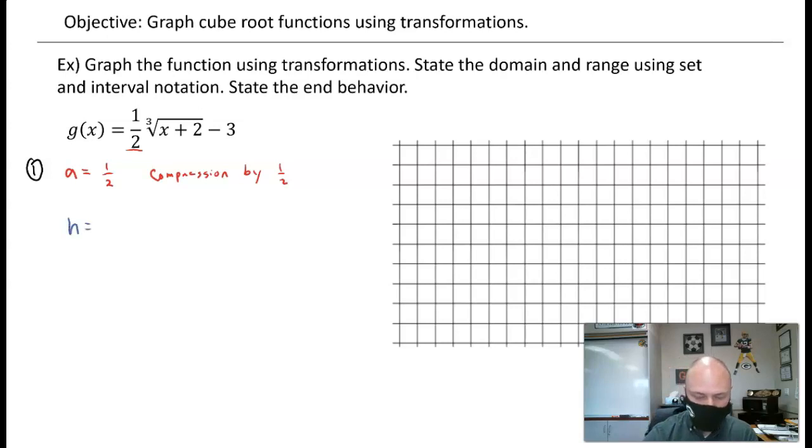Our H value is going to be the opposite. So I know that that is -2, and that we're going to go left 2. Our K value is going to take us down 3.